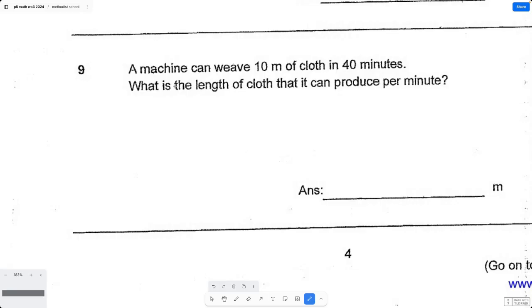Question 9. It says here, a machine can weave 10 meters of cloth in 40 minutes. What is the length of cloth that it can produce per minute? So what we can do is, we can write down saying 40 minutes.